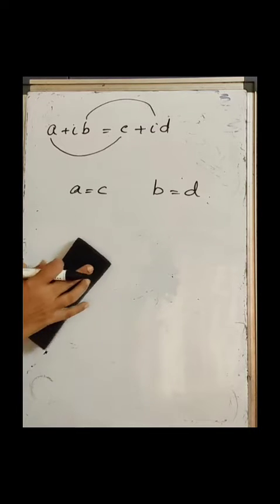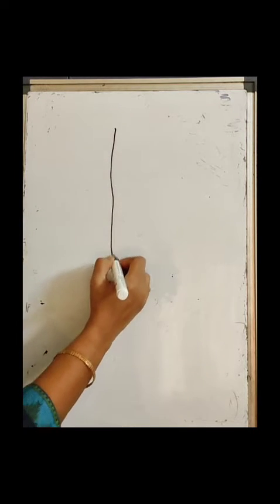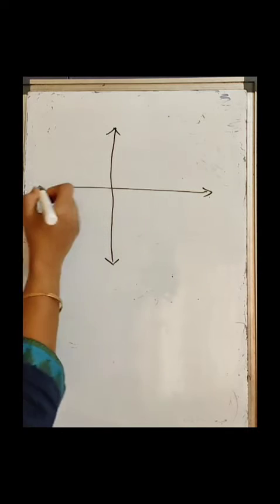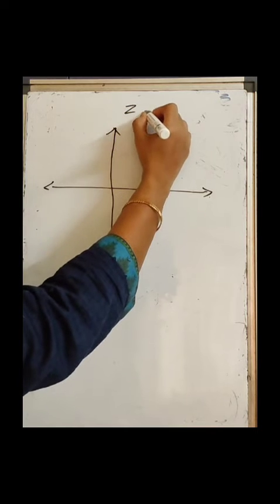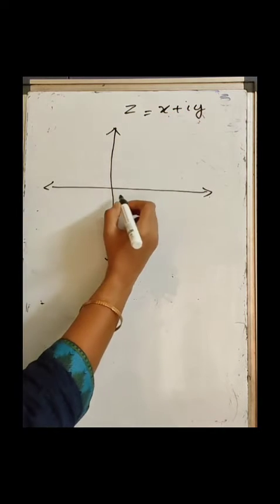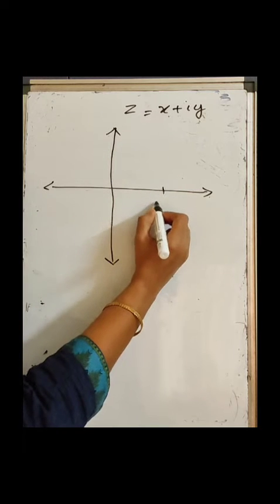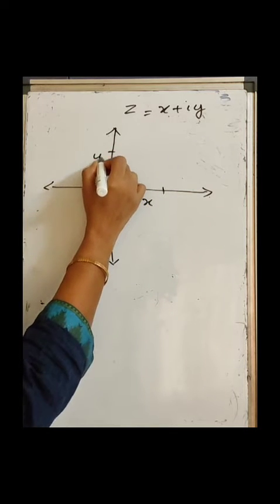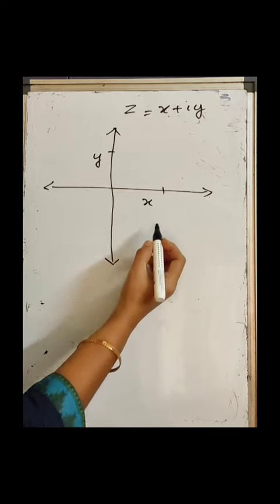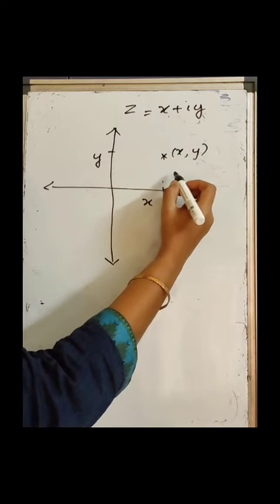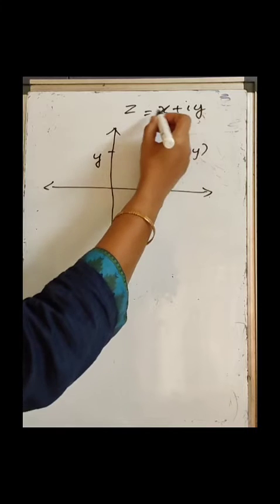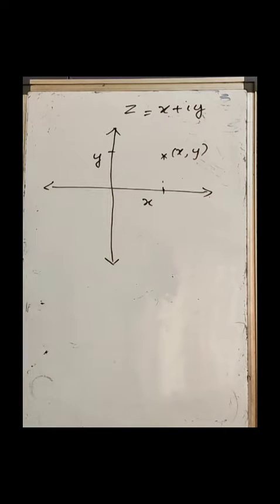Next is modulus of a complex number. You can represent a complex number using x-axis and y-axis. Suppose z is equal to x plus iy is a complex number, then the real part is denoted by the x-axis and the imaginary part is denoted by the y-axis. So the point (x, y) will denote the complex number z is equal to x plus iy.